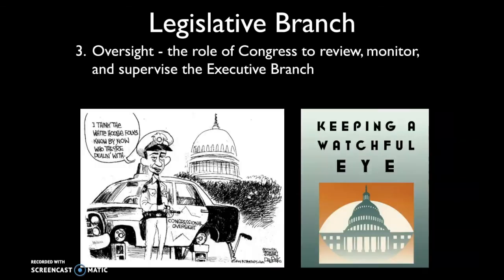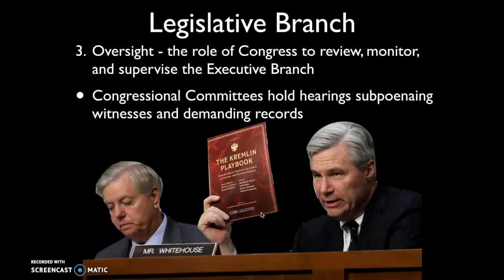The third role that members of Congress play is the oversight role. In this role, Congress is reviewing, monitoring, and supervising the executive branch. They're kind of like the cop of the executive branch, making sure that the executive bureaucracy is functioning smoothly, with no waste, abuse, or fraud. One thing that Congress can do is they have these committees, and those committees can hold hearings where they subpoena witnesses, where they demand records from either heads of executive agencies or people who have expertise in certain areas.